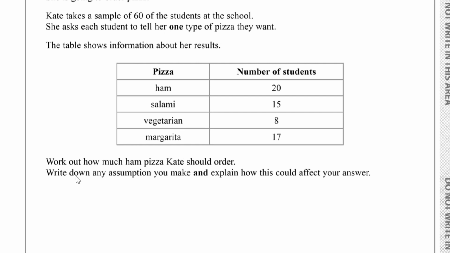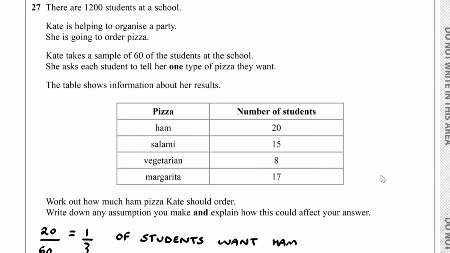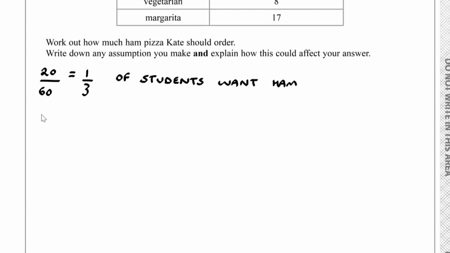Well, we've got 60 students in total, and then we've got 20 of those who want ham. So we've got 20 out of 60, which is 1/3. So 1/3 of the students want ham. We've got 1,200 students altogether. So I've got 1/3 of 1,200, which is 400 students. So we've got 400 students who want ham.